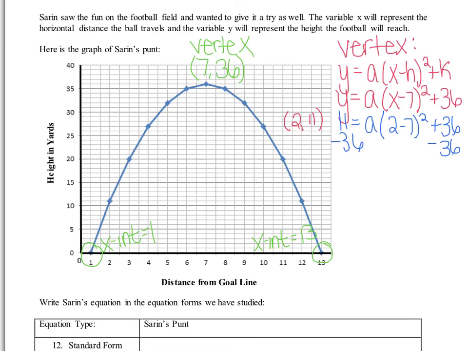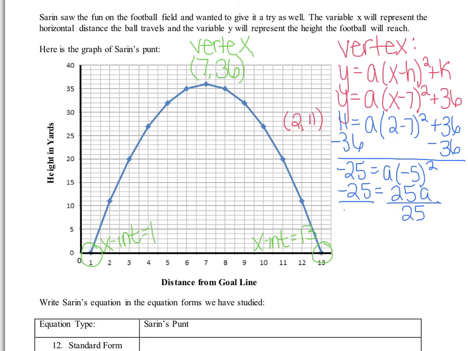and we have 11 minus 36 is negative 25 equals a times (2 minus 7), which is negative 5, squared. Well, this gives us negative 25 equals, and negative 5 squared is 25, so I'm going to have 25a. Last thing I need to do is divide both sides by 25, and I see that a equals negative 1. So my vertex form is going to be y equals negative (x minus 7) squared plus 36.